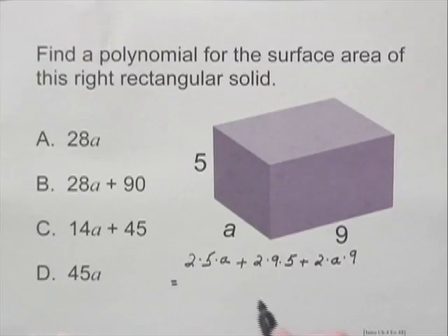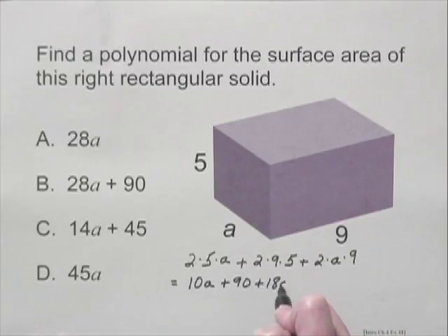And let's do these multiplications. 2 times 5 times a is 10a. This is 2 times 9 times 5, or 90. And 2 times a times 9 is 18a. 10a plus 18a is 28a.